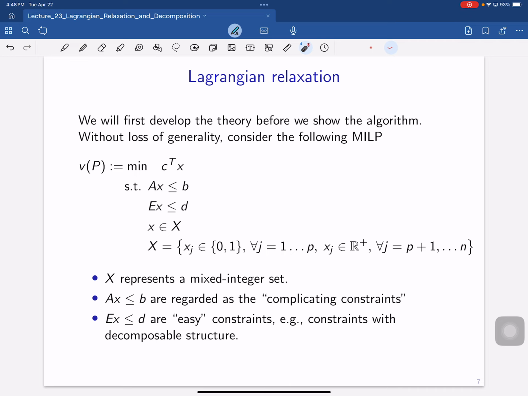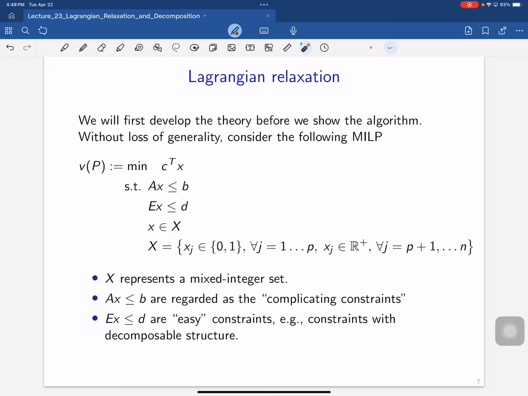And then Ex less than or equal to d represents the so-called easy constraints. The idea is that if you remove the complicating constraints, the rest of the problem is easy, in the sense that maybe Ex less than or equal to d has a decomposable structure. We are not representing that structure explicitly, but you can assume it inherently has a decomposable structure.